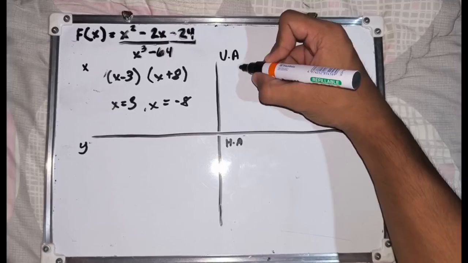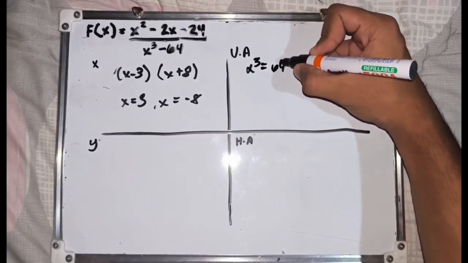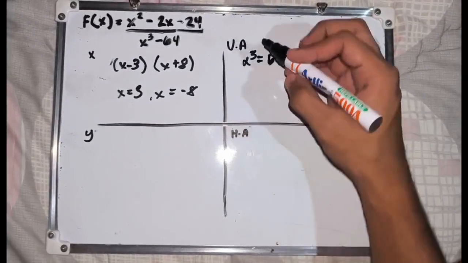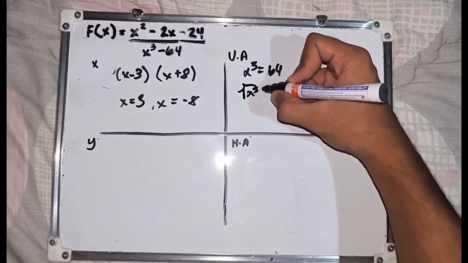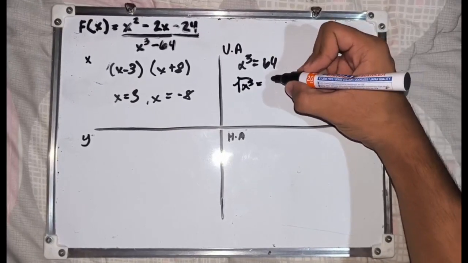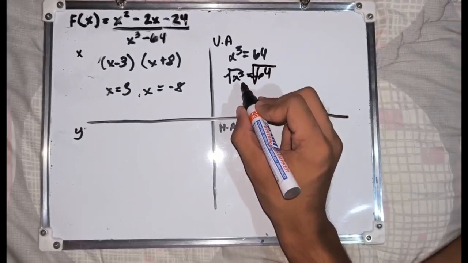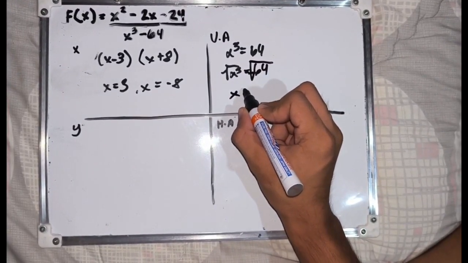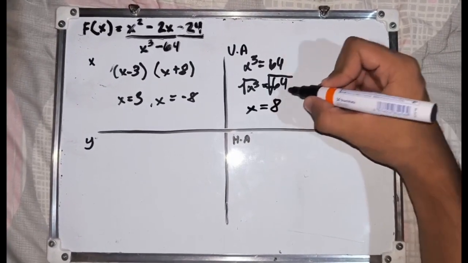So, the given is x cubed. If we have a cube given, the first step is solving its cube root. We will just put the cube root of x cubed and the cube root of 64. Then we cancel out the cube root and it becomes x. Then for 64, the cube root of 64 is equal to 8.